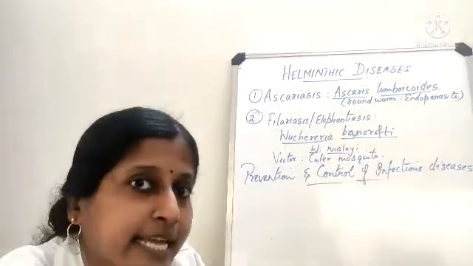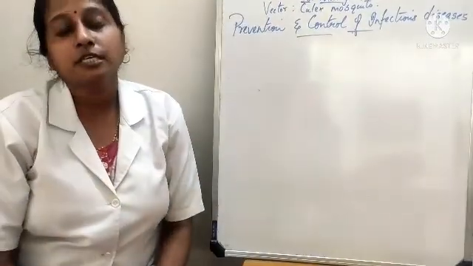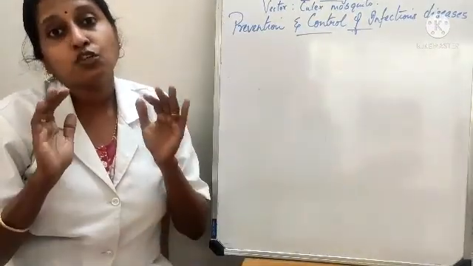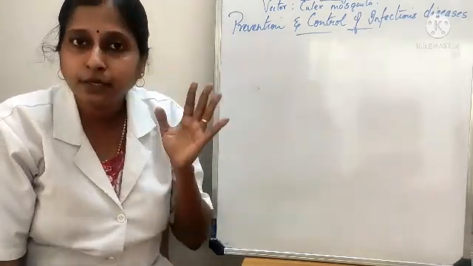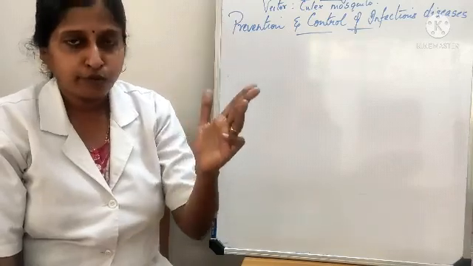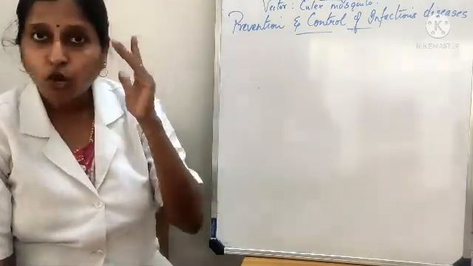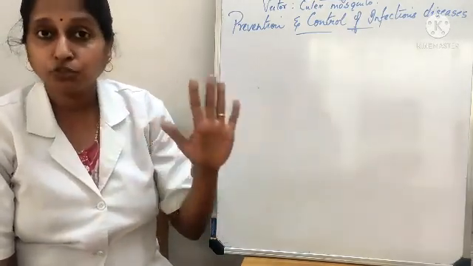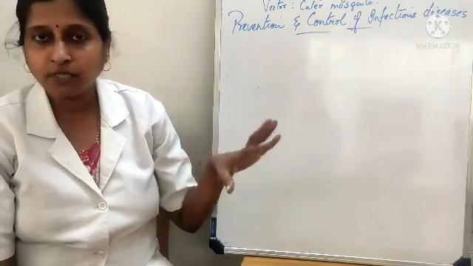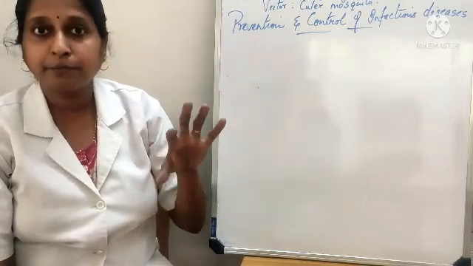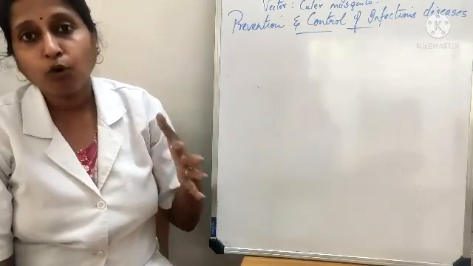So what are the measures that can be taken? The first measure is maintenance of personal hygiene. Very important is that you have to maintain good personal hygiene. You have to take a bath daily, see to it that you're combing your hair and cutting your nails, everything should be proper. You have to use a separate towel, separate comb, separate brush, everything. You have to take care that you are keeping your body clean.